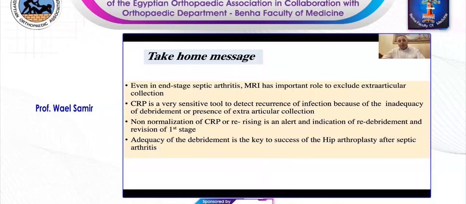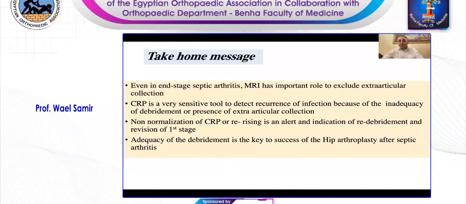So our take-home message here is that even in end-stage septic arthritis, you should go for the MRI. It is better to do MRI before going for the first stage. Maybe we find this collection in the pelvis and deal with it in the first surgery. As you see, CRP is a very sensitive tool to detect any recurrence of the infection because of inadequacy of the debridement or presence of extra-articular collection.